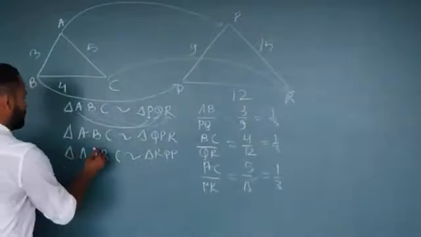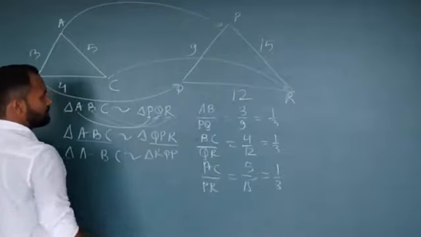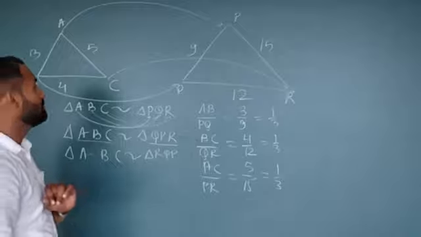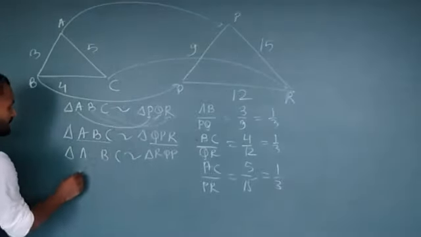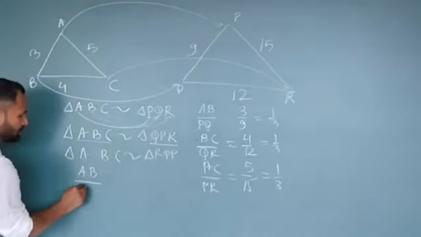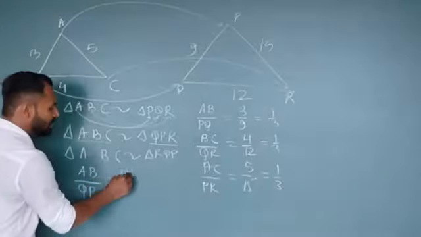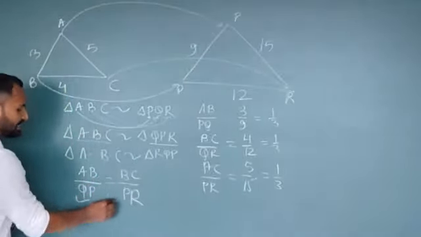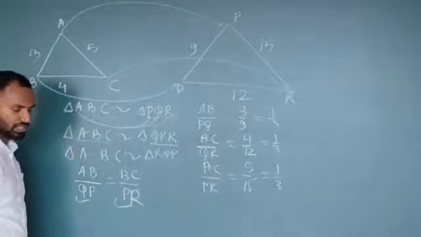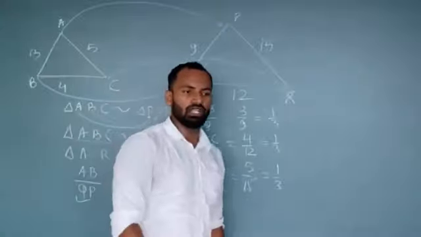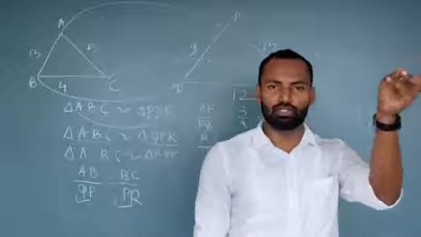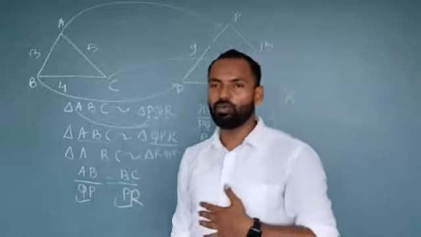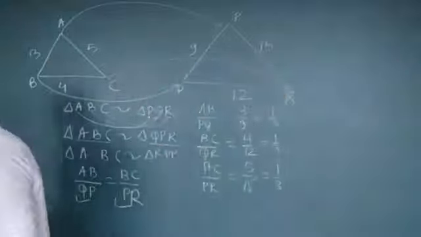But if someone says, sir, triangle ABC and QPR are similar, there is a very big mistake here. If you write AB upon QP and BC upon PR, you can see that these ratios are not equal to each other. If these ratios are not equal, it means these sides are not proportional to each other. Okay, so I hope you understood what a similar triangle basically is.